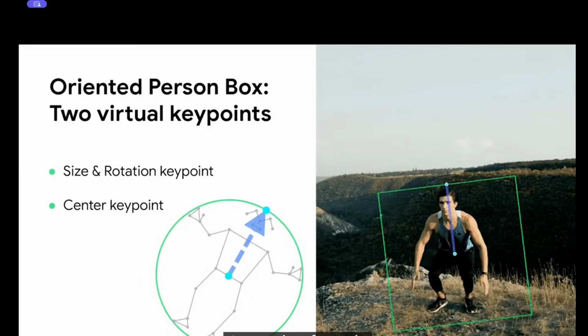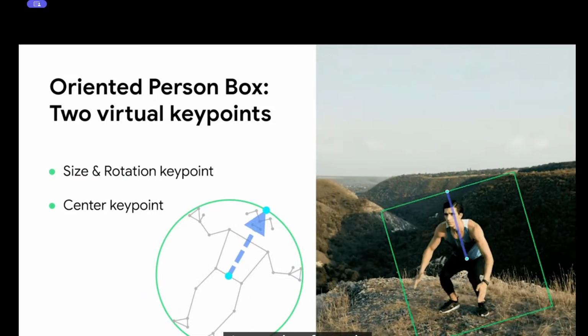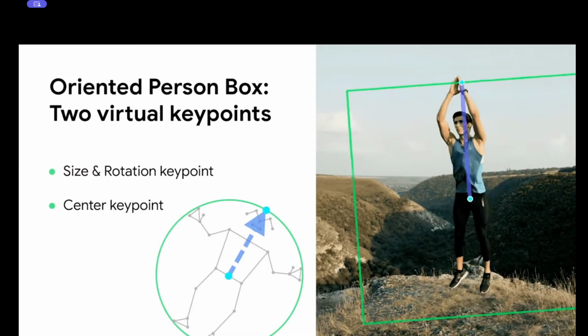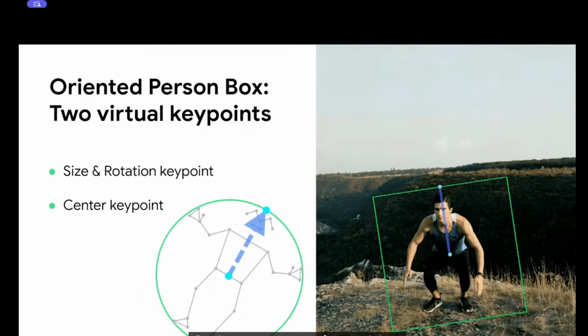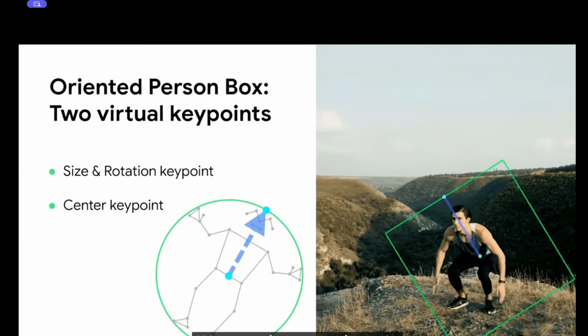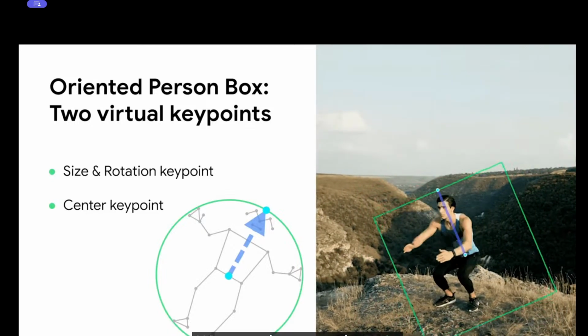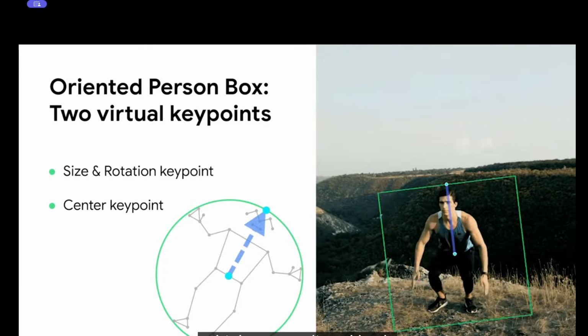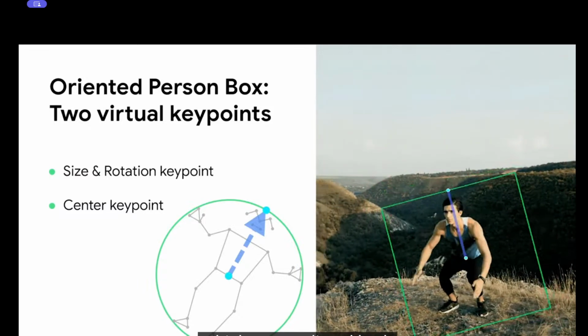A couple of words about person box. In our case, it is oriented, so encodes not only position and scale, but also a rotation as shown in the video. We encode person box via two auxiliary key points, which are predicted both by detector and tracker.